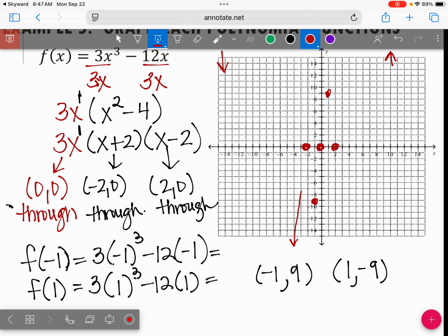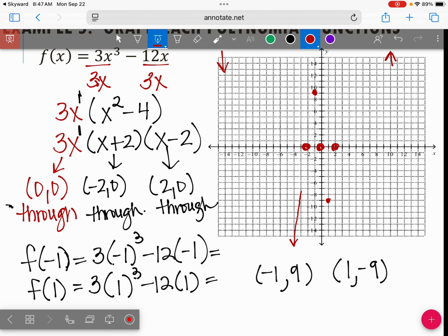Wait, what am I doing? The one on the left should be at 9. The one on the right should be at 9. Oh, okay. I was about to say, because that's not going to work. Okay, let me fix that. I knew something was wrong. So I'm like, that's not going to happen. Okay, negative 1 is at positive 9. There we go.